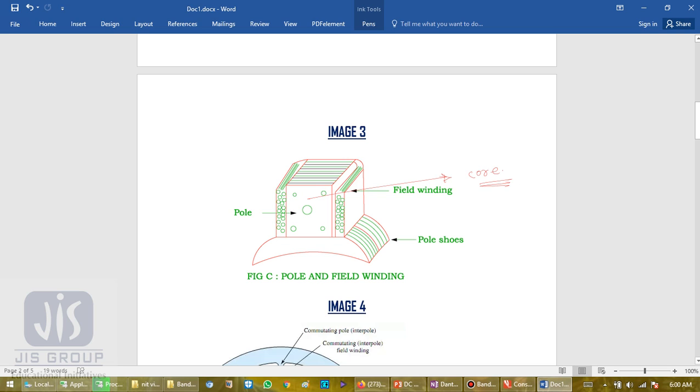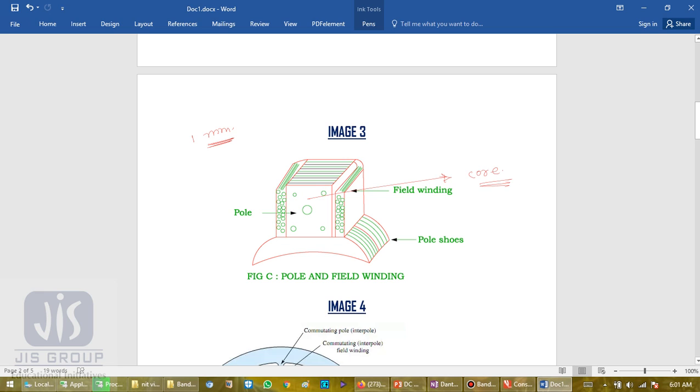And this pole core is made of low reluctance steel so that it can easily carry the magnetic flux. And the pole cores are not laminated. Okay, you should keep that in mind. But in some machines, pole core can be made of a stack of laminated sheets of electric steel of around 1 millimeter thickness, which are insulated from each other by varnish. So this is pole core.